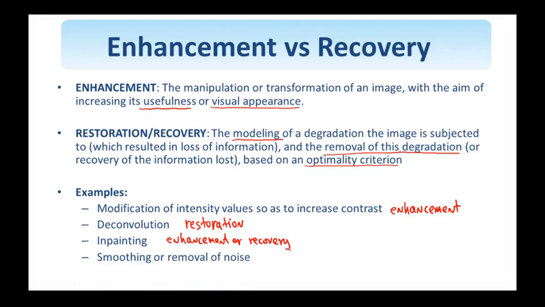And the final example is the smoothing or removal of noise in an image. This problem also can be either an enhancement or a restoration problem, depending on whether the noise characteristics are modeled and also whether a specific optimality criterion is defined. We'll cover noise smoothing in this class both as an enhancement and as a restoration problem.